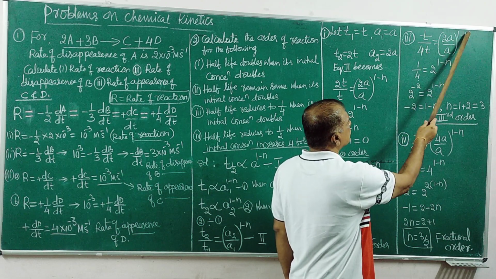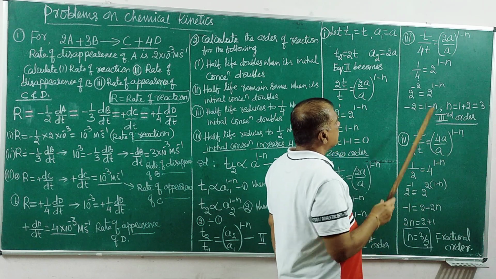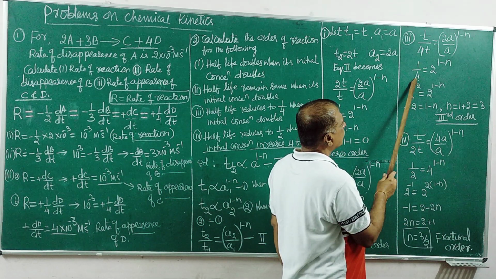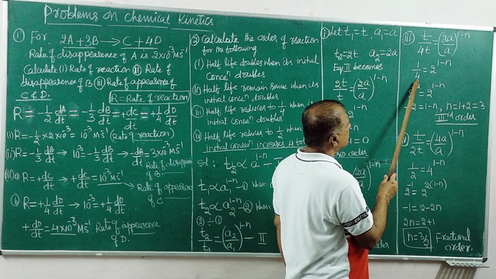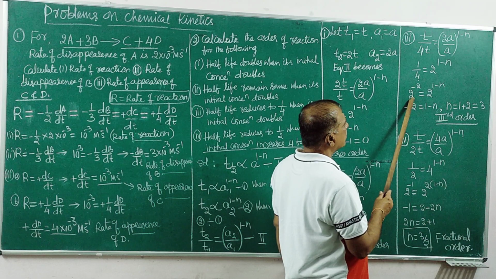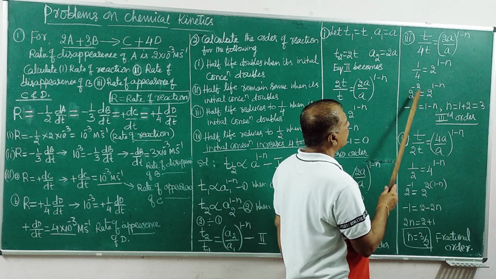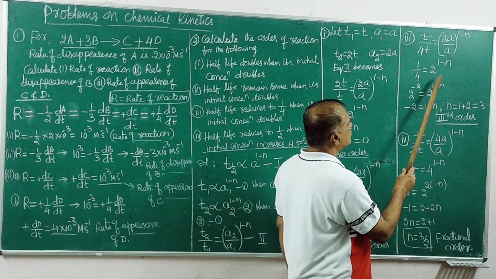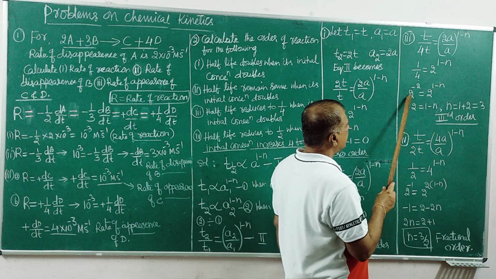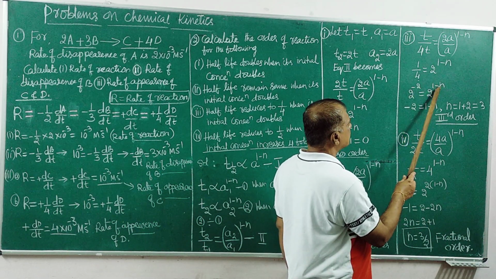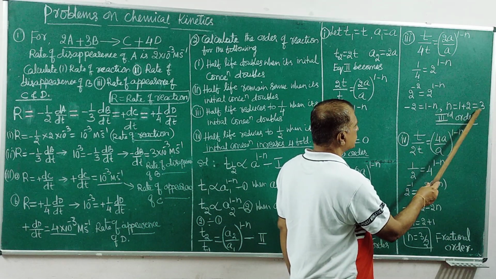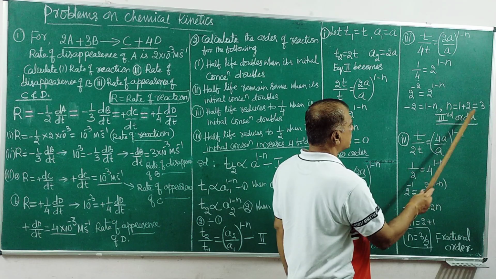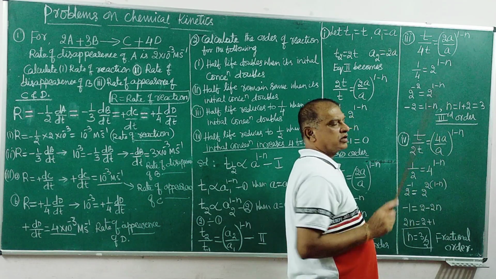This equation, the same power. Simplify. 1 by 4 equals this. Here 1 by 4 is there. We have to express 4 as 2 to the power of 2 in the denominator. If you take it to the numerator, 2 to the power of minus 2. This is 2 to the power of 1 minus n. Bases are the same. Equate the exponents. Minus 2 is equal to this, and n equals 3, 1 plus 2. n this side, 2 this side, 3. The third order reaction.